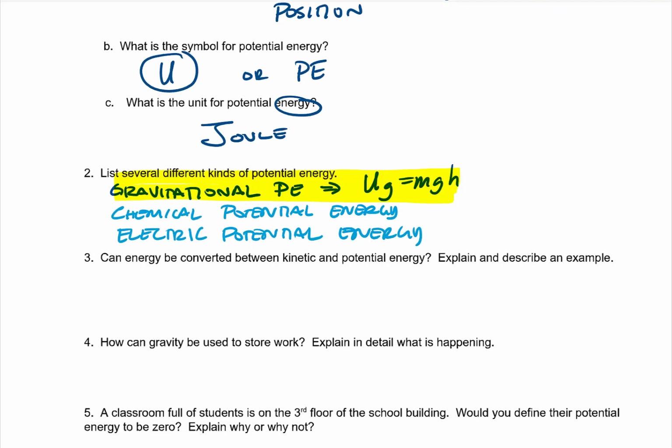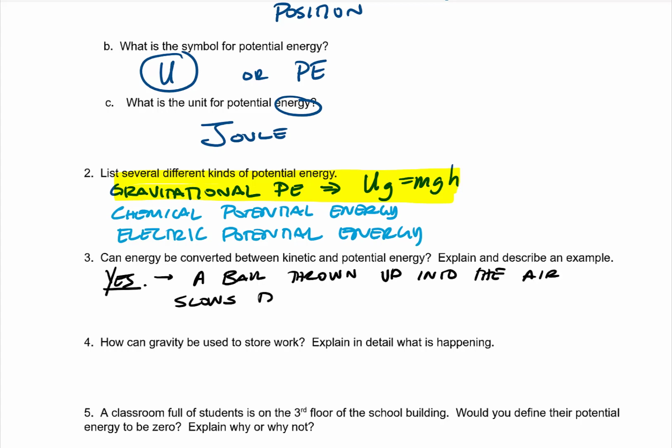Can energy be converted between kinetic and potential energy? Yes, absolutely. In general, energy can be converted between lots of different forms of energy. But if we're talking about kinetic and potential energy, you bet it can be converted. Imagine this: a ball thrown up into the air slows down and stops as it rises.